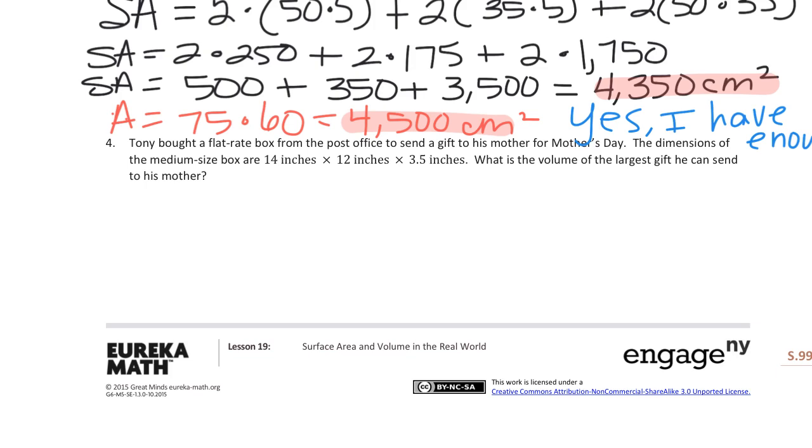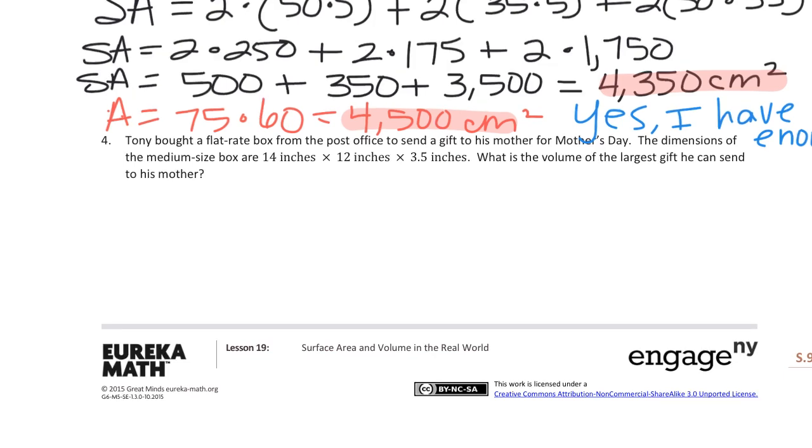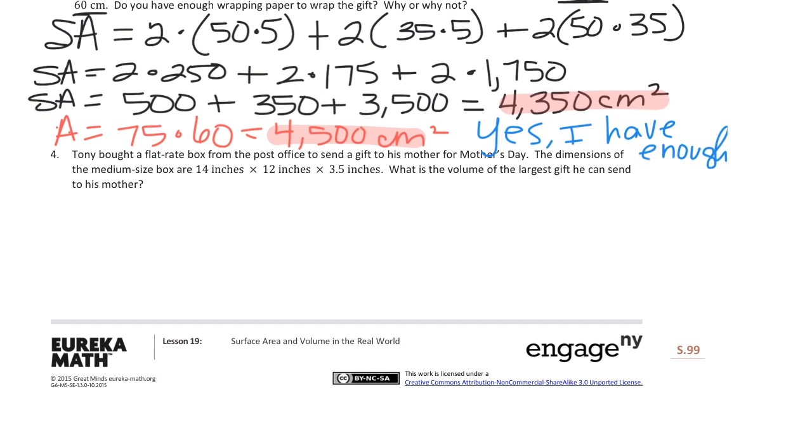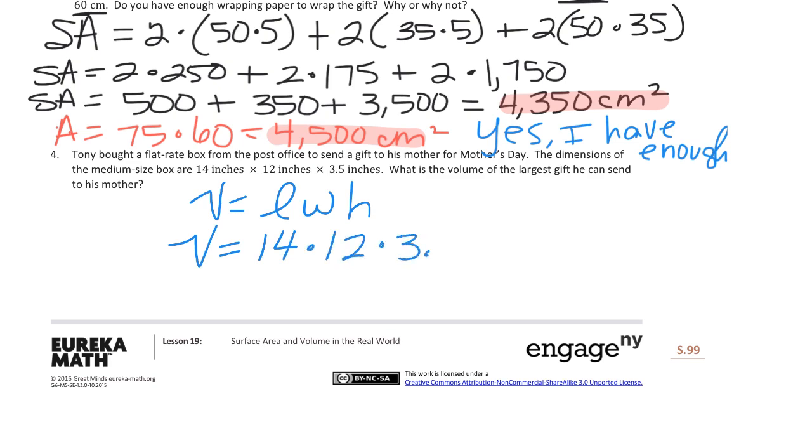Okay, question 4. Tony bought a flat rate box from the post office to send a gift to his mother for Mother's Day. The dimensions of the medium size box are 14 inches by 12 inches by 3 5/10 inches. What is the volume of the largest gift he can send his mother? So it tells me volume. Length times width times height. So volume equals 14 times 12 times 3 5/10.